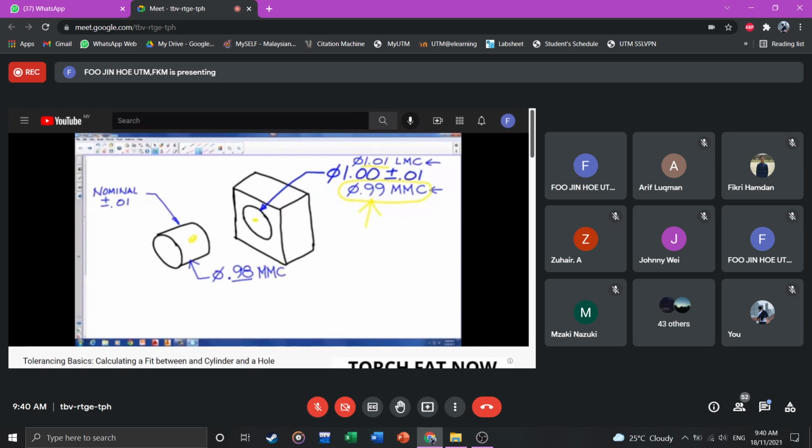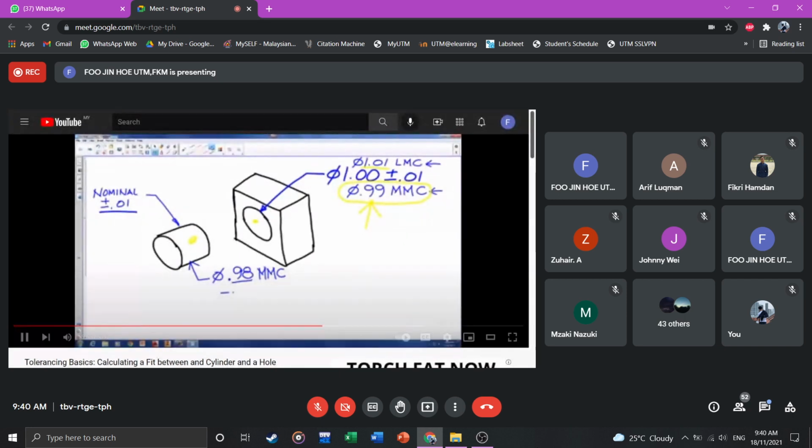So since the cylinder can never be bigger than 0.98, what we need to do is come over here and look at our nominal size again, and we're going to actually subtract the 0.01 from 0.98, which leads us to a diameter of 0.97. And 0.97 is going to represent the nominal size of the diameter of the cylinder.